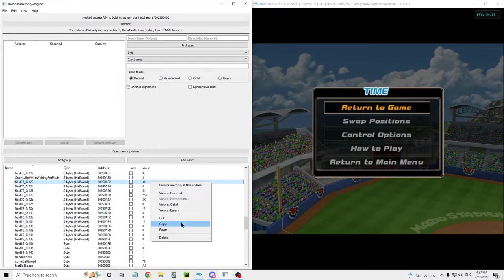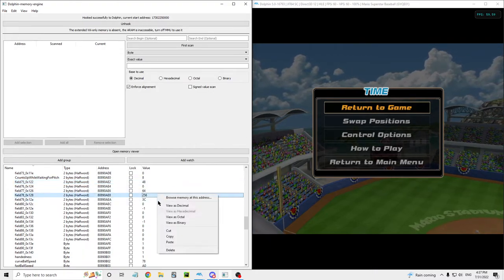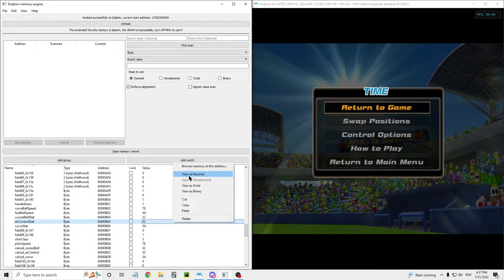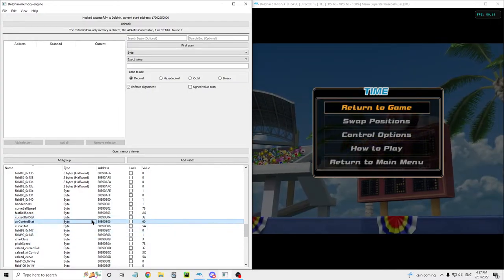Another thing you can do here with these values is you can right click them, and you can click, like, say view as decimal to make some of them readable. Some of them are in hexadecimal, so they're harder to read, but you could, for example, change it to a decimal place, and then you get the numbers you're more used to.